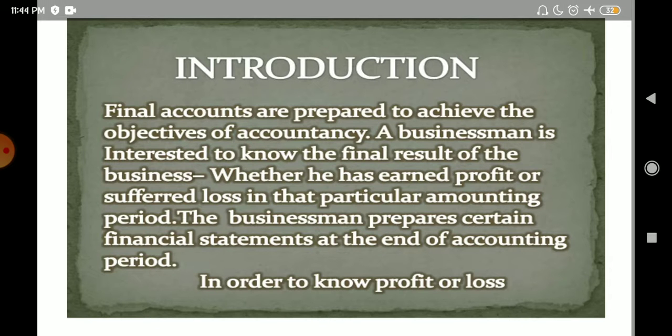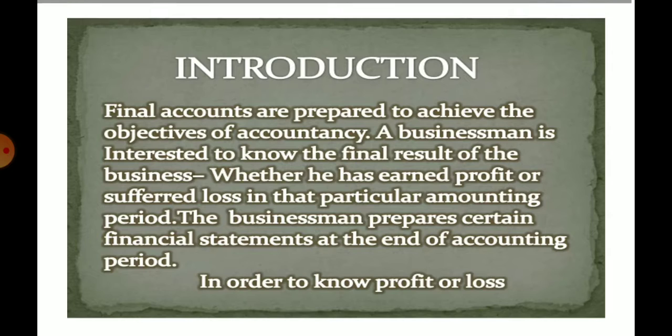So let's start. First of all, final accounts are prepared to achieve the objective of accountancy. A businessman is entrusted to know the final result of the business, whether he has earned profit or loss. As you know, a financial statement is prepared to know the financial position of the company in a particular accounting period, and it is calculated for the purpose of knowing the net profit. The businessman prepares a certain financial statement at the end of the accounting period in order to know the profit and loss.